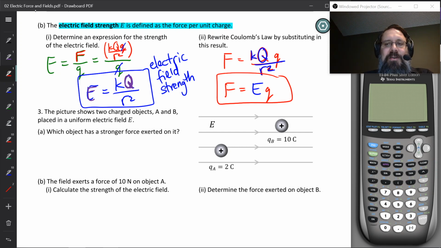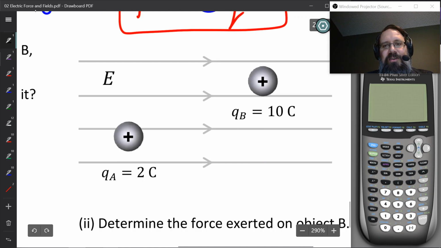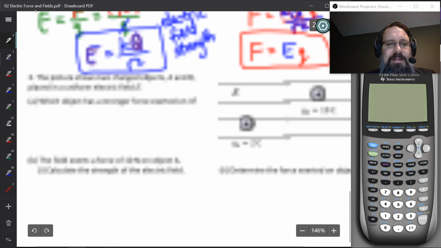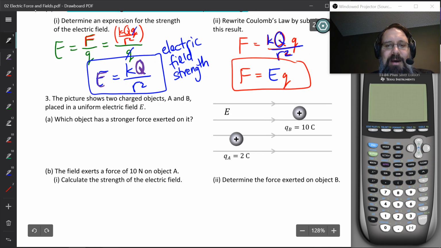So here's a picture. We have two charges that are placed in an electric field. This electric field is a uniform electric field. The reason you can tell it's uniform is because the space between the lines is constant everywhere. The spacings between the field lines tell you the field strength. It says which object has a stronger force exerted on it. So we've got object A, which is 2 coulombs of charge, and object B, which is 10 coulombs of charge. So which object is going to have a larger force exerted on it?